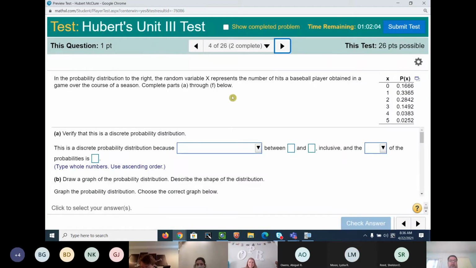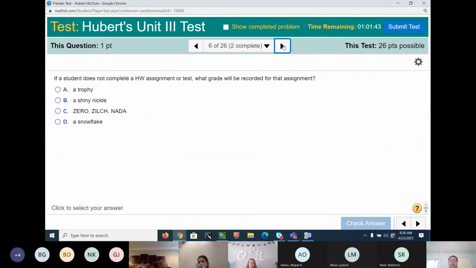All right. This is chapter 6. And they're asking you to test to make sure that this is a probability distribution and draw a graph. Now, I'm not going to do that right now because I'm going to stick to chapter 7 problems because chapter 7 is the one everybody's having trouble with. So I'm going to keep on going.